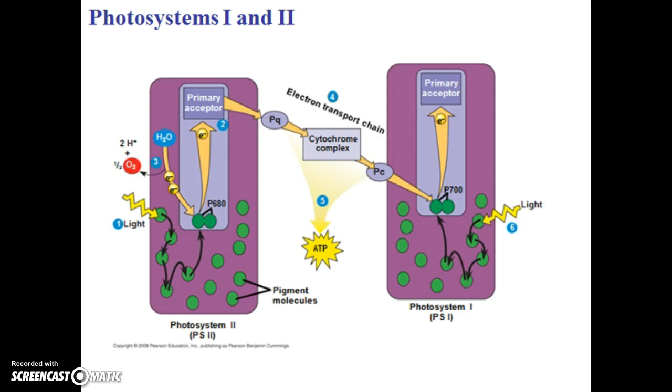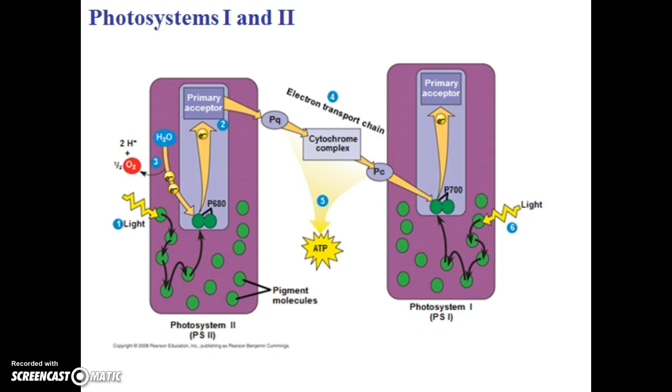So to start with, photosystem 2 works best by absorbing wavelengths of light at 680 nanometers. The reaction center of chlorophyll A is called P680. Photosystem 1 works best at 700 nanometers, and its reaction center is called P700.